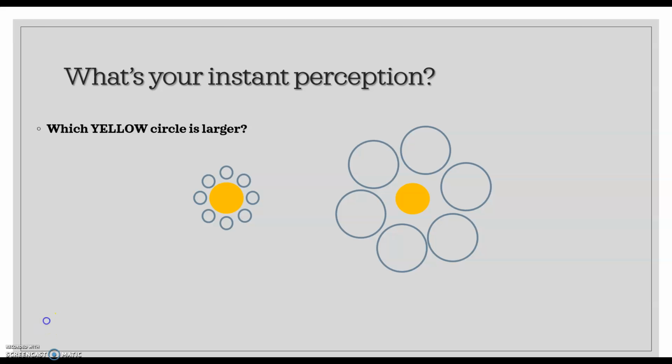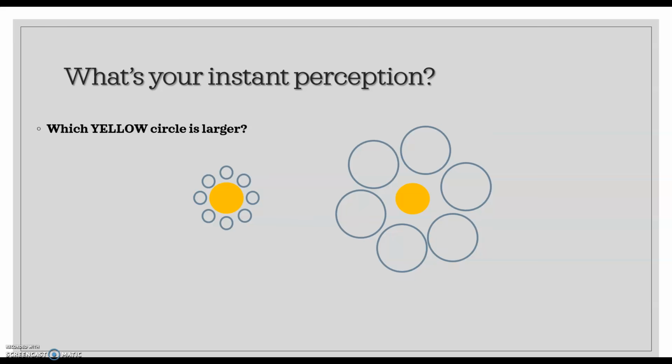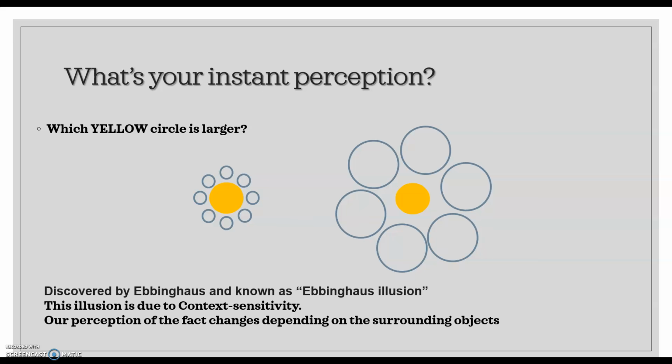As I can see, they both are actually of the same size. This illusion was discovered by Ebbinghaus and is known as the Ebbinghaus illusion. This is due to context sensitivity. Our perception of the fact changes depending on the surrounding objects.